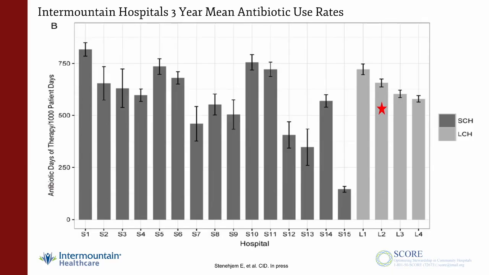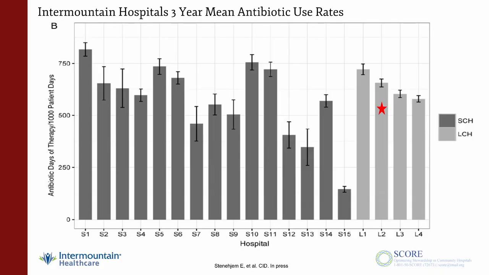On the right-hand side in the light gray are large community hospitals that have greater than 200 beds. On the left side, in the dark gray, we see our 15 small community hospitals. The height of the bar represents the antibiotic use rates in days of therapy per 1,000 patient days. We're looking at 3-year median antibiotic use rates.